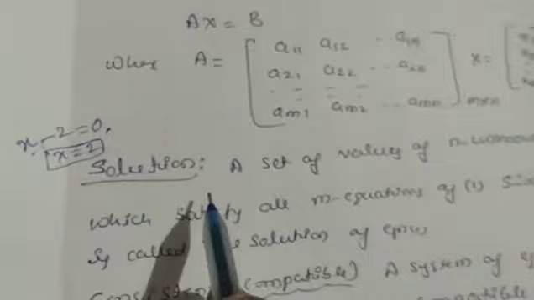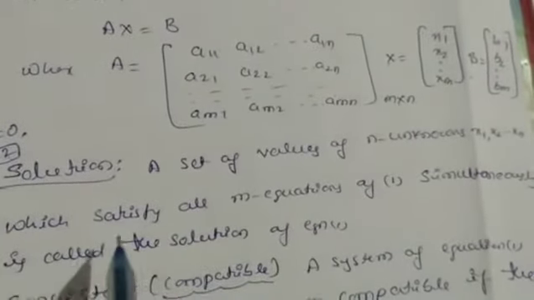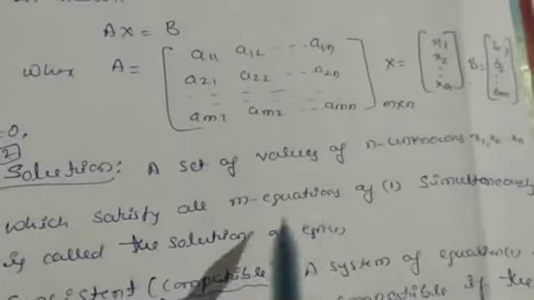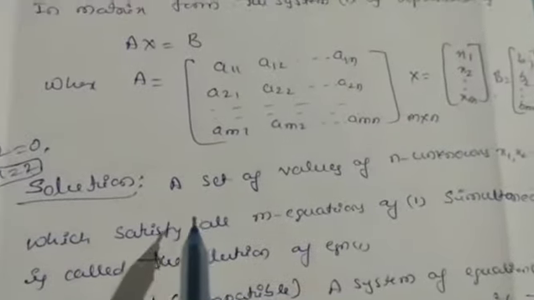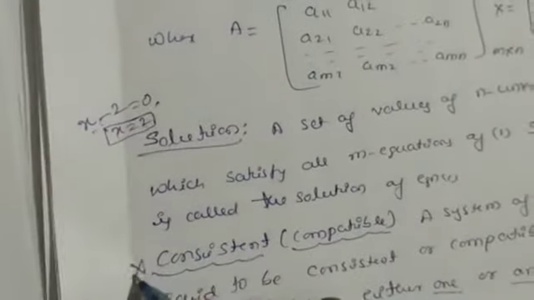Similarly here, a set of values of n unknowns that satisfies all the equations is called a solution of the system of equations. It is not so important. So this is important here: consistent or compatible.